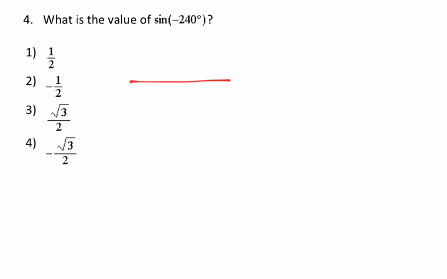What is the value of sine of negative 240? So negative angle, that means we have to move clockwise. 240, that means we have to go all the way up here, because this would have been negative 90 and then negative 180. So we've gone farther than that. Then imagine that's negative 240.